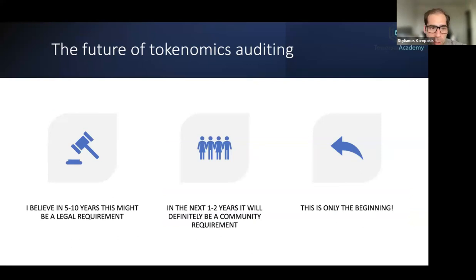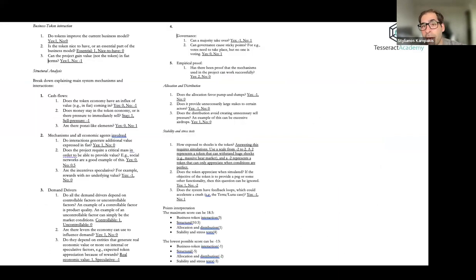And what does the future of tokenomics auditing look like? My personal belief is that in 5 to 10 years, tokenomics auditing might be a legal requirement for many, many projects. Pretty much like we see accounts now being audited, I believe we'll see tokenomics being audited. And in the next 1 to 2 years, even if it's not a legal requirement, I believe that projects will want to do it themselves because they will see everyone else doing the same thing, okay? I believe that this is only the beginning of tokenomics auditing, and it can really help make Web3 and the crypto space a better and safer place to be.